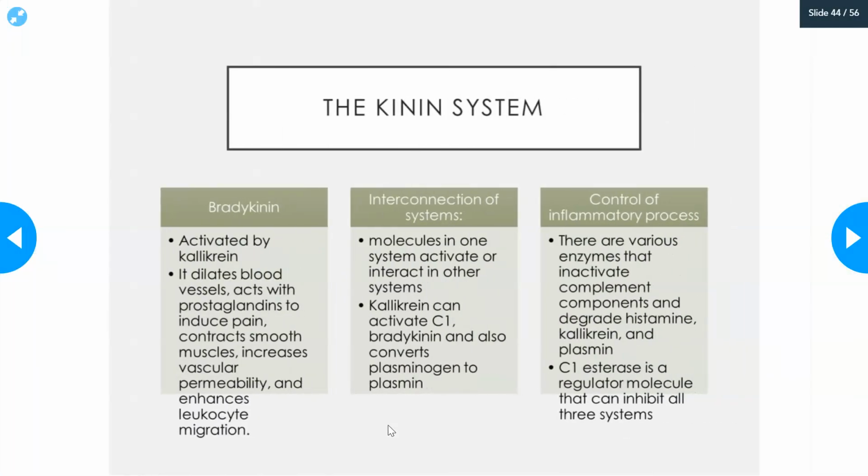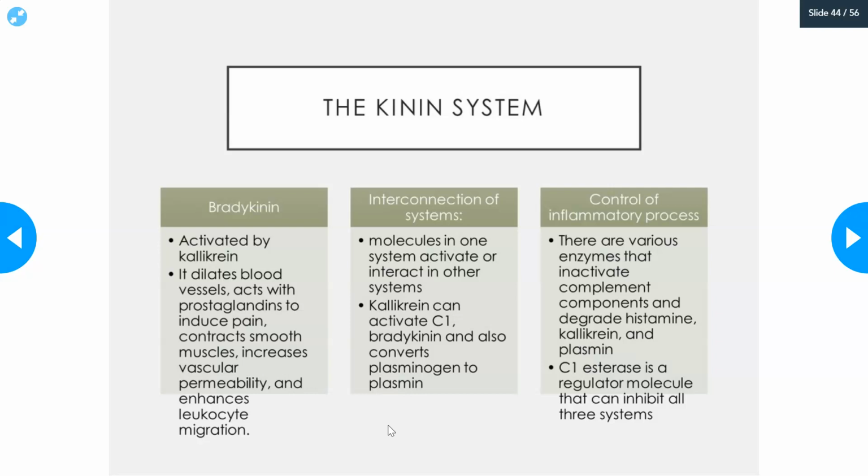All right, the kinin system. You have bradykinin. It's activated by kallikrein, and it dilates blood vessels. It acts with prostaglandins to induce pain. It contracts smooth muscles. It increases vascular permeability, meaning the vessels will leak their stuff easier. And it enhances leukocyte migration to the area, of course, so that they can fight the infection.